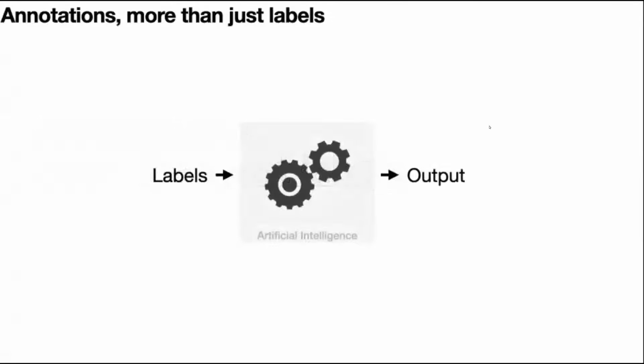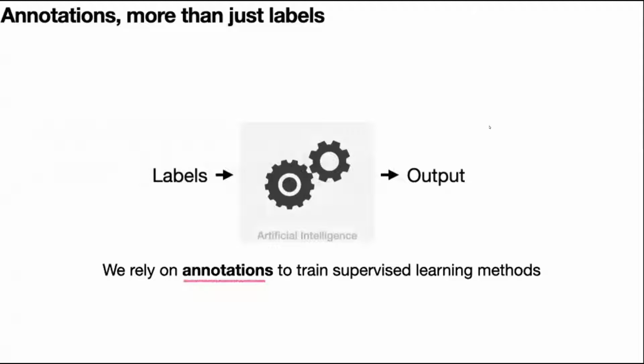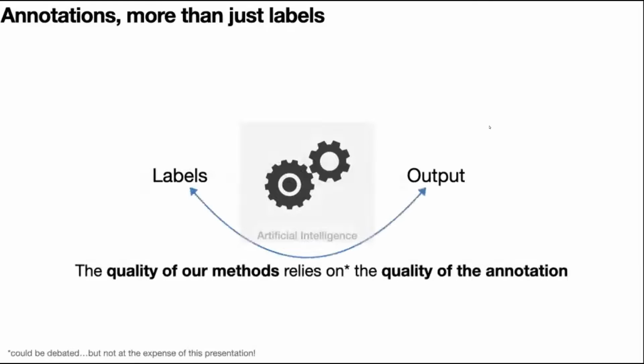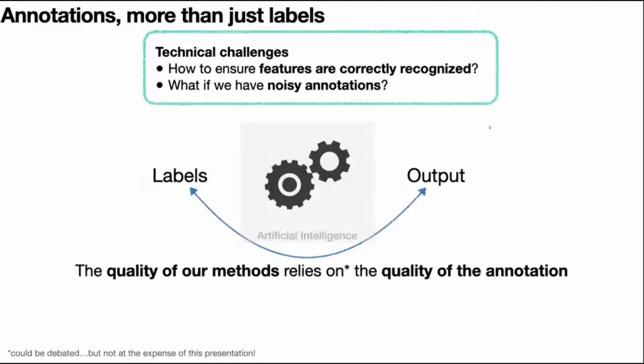We labeled this talk Annotations: more than just labels. So what do I mean by that? Why is this important to everyone? We rely on annotations to train our supervised learning methods. And because of this, the quality of our methods relies on the quality of the annotation as well. We all face technical challenges related to annotations. For instance, how can we actually ensure that the features are correctly recognized? And how do we even know if we have noisy annotations in our data set?